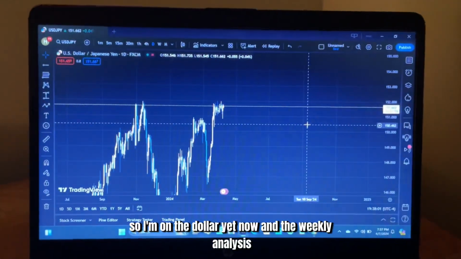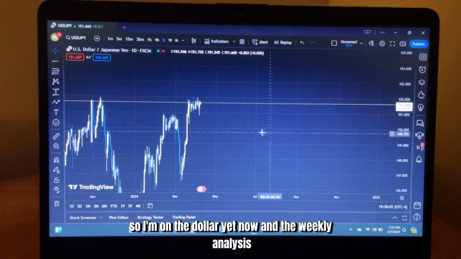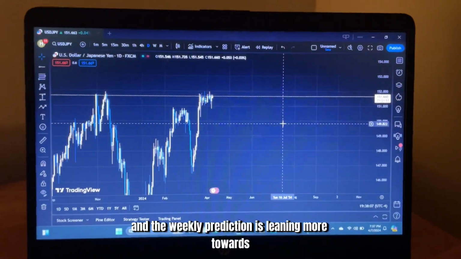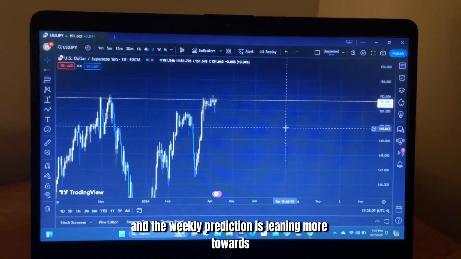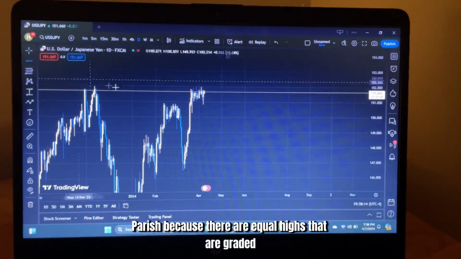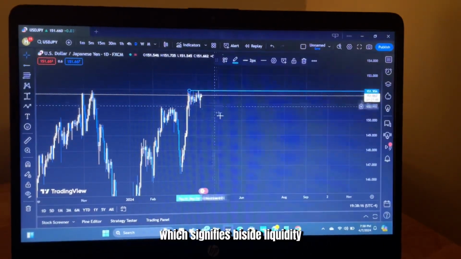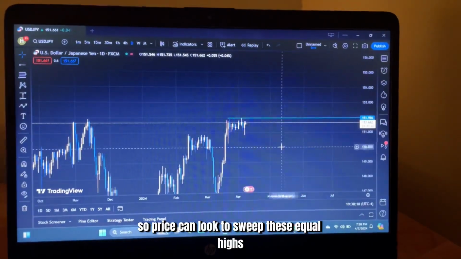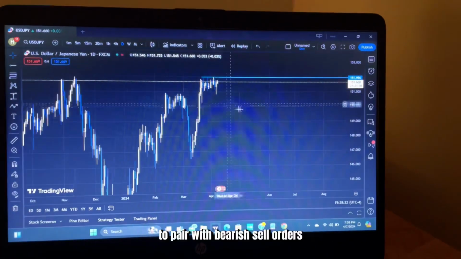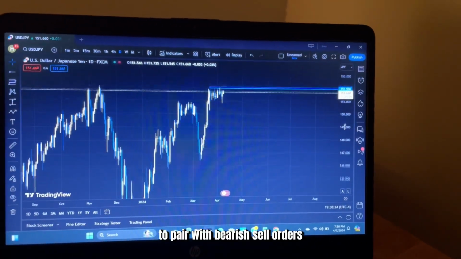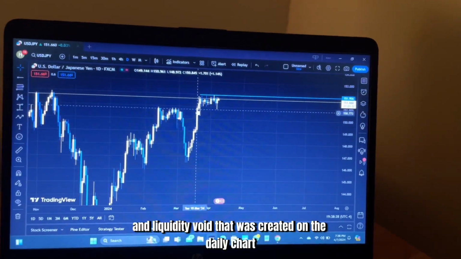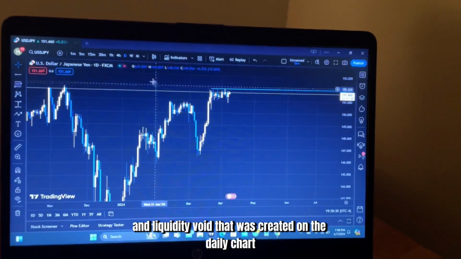So I'm on the dollar yen now, and the weekly prediction is leaning more towards bearish because there are equal highs that are created, which signifies buy side liquidity. So price can look to sweep these equal highs to pair with bearish sell orders to possibly fill in this fair value gap and liquidity void that was created on the daily chart.